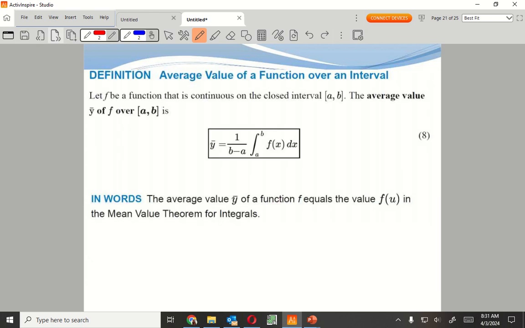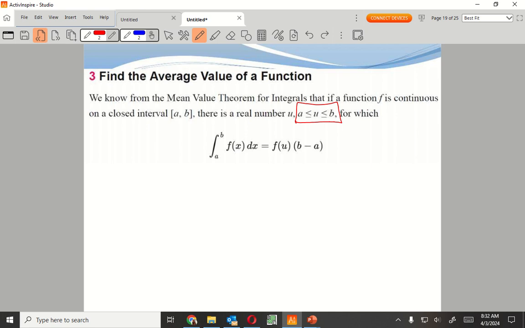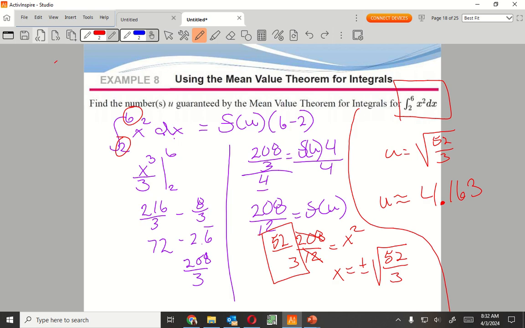And for the average value, we actually have a different formula from here. The notation is y bar, the average value of f over the interval. Then we have the formula 1 over b minus a times the integral. We made that formula from all of this.